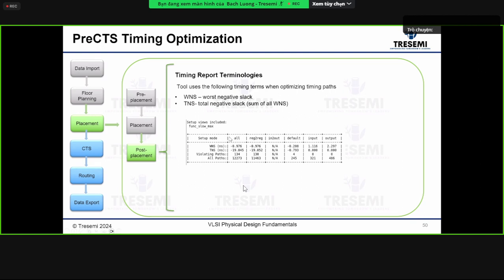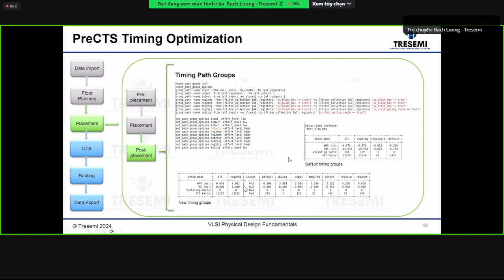So this is just basically the timing summary of a timing report. Here there are 12,273 timing paths in the design. Out of those, there are 11,000 reg to reg, there's no in to out, 245 are default, 321 are input and 46 are output. So here it doesn't tell you much in terms of whether it's in to reg or reg to out, or in to ICG. It doesn't have that timing path group, so it's much harder to debug or tell the tool where to spend effort, versus the other one that we saw here.